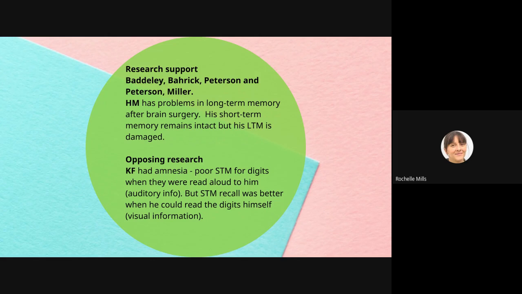So the opposing research suggests that it's not a complete model of memory. It doesn't explain short-term memory in enough detail, and you could say that the working memory model is a better explanation of how our short-term memory works.